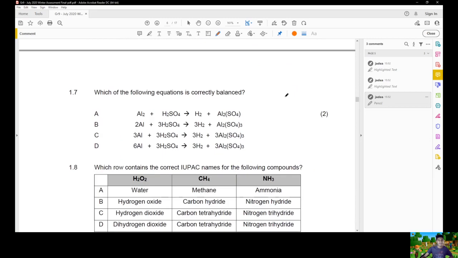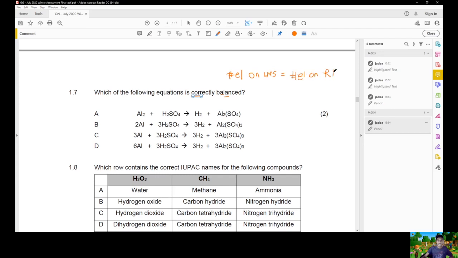Okay, question 1.7. Which of the following equations is correctly balanced? So I'm looking for two things here. I'm first looking to see that the equation is correct, and then secondly, I'm looking to see that it is balanced. Now, for an equation to be balanced, it means the number of elements I have on the left-hand side must be equal to the number of that same element on the right-hand side.